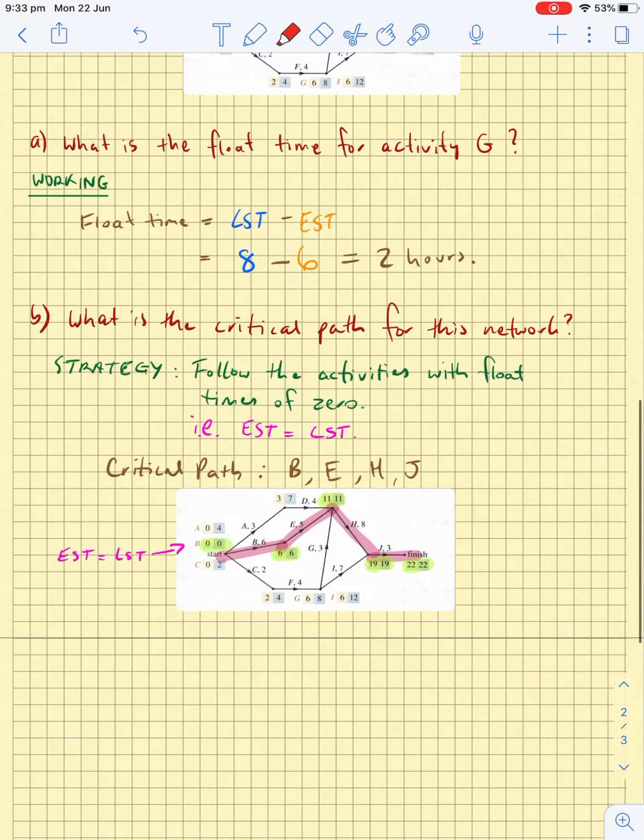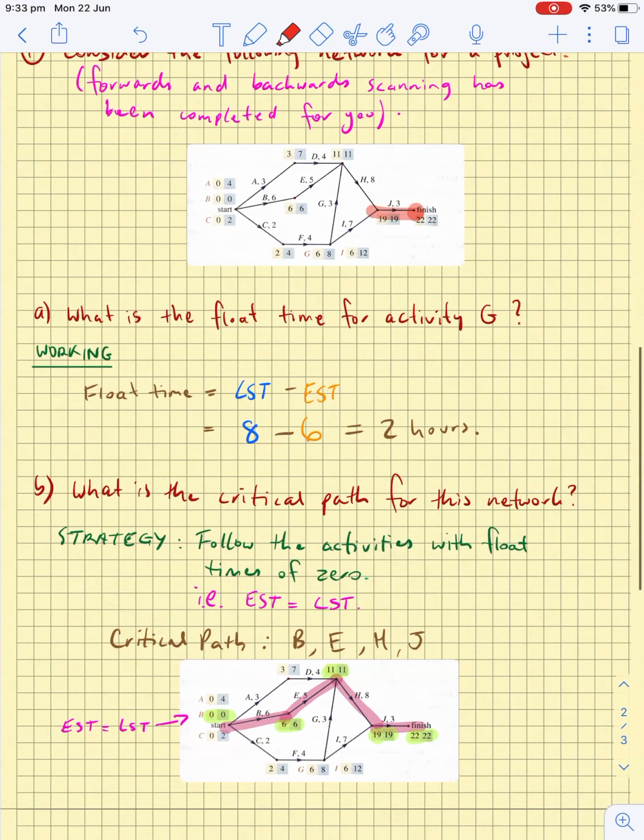We need to be able to show the critical path on the diagram. We also need to be able to list these activities. So we've got B, then E, then H, then J. That's our critical path. We need to put commas between those activities to show our critical path. Hope this helps with the questions. Good luck.